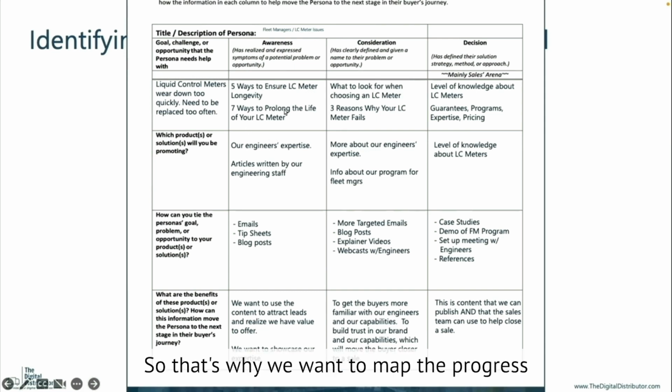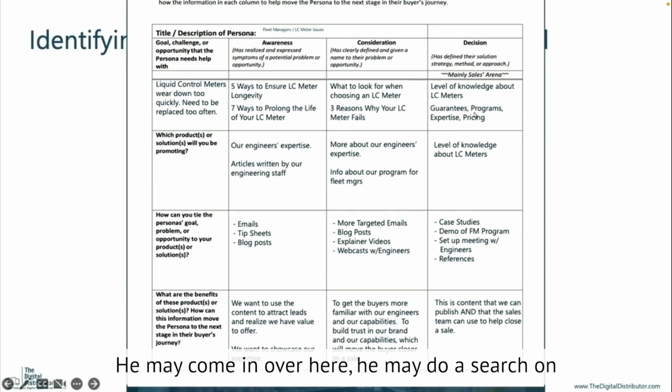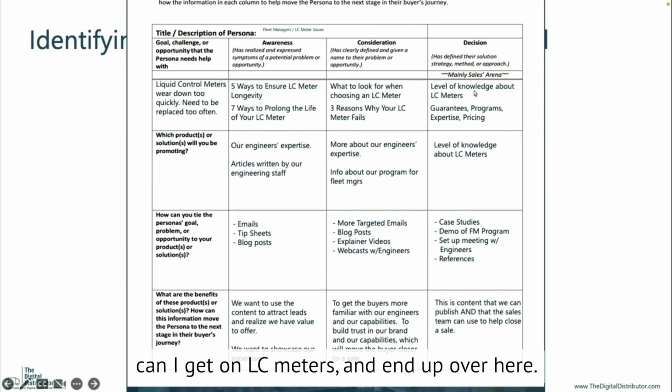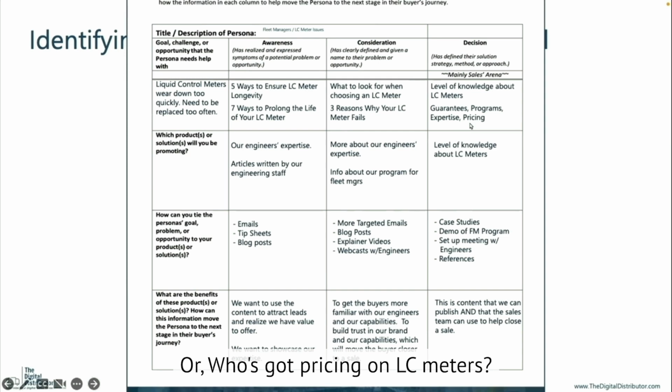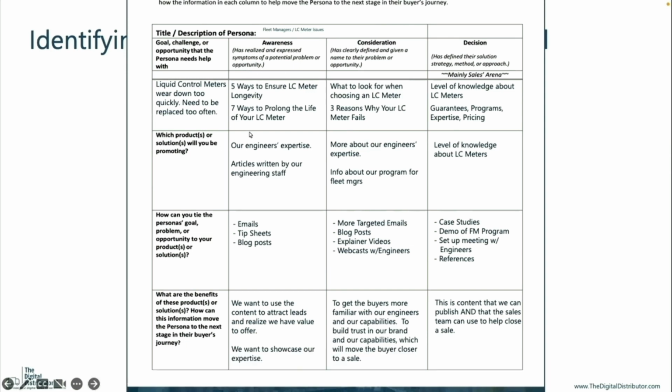So that's why we want to map the progress through the funnel. He may come in over here. He may do a search on what kind of guarantees can I get on LC meters and end up over here, or who's got pricing on LC meters, or what kind of expertise. Then he's here, but more than likely, he's still over here.